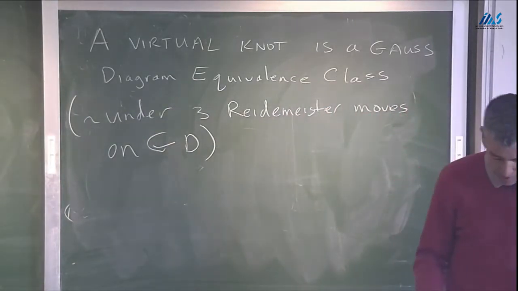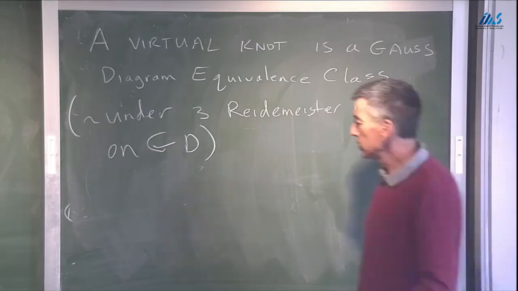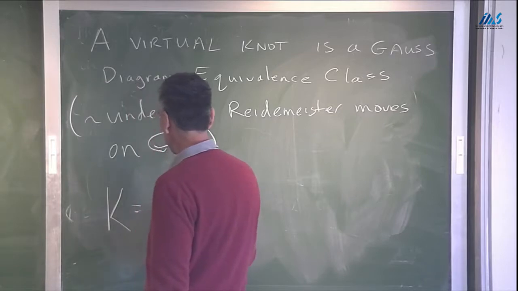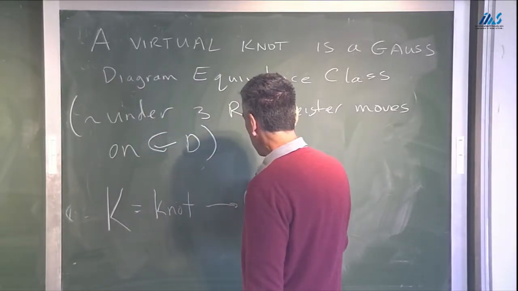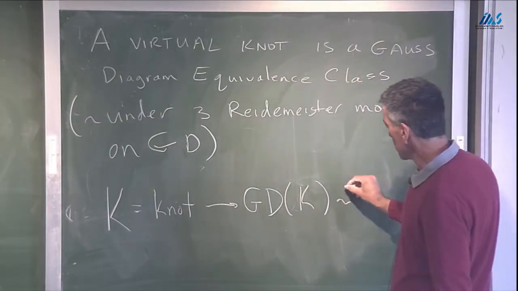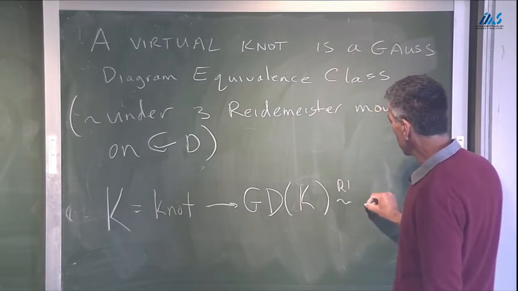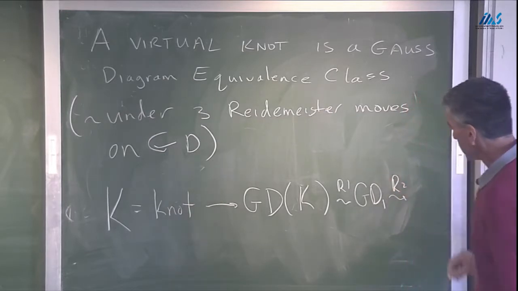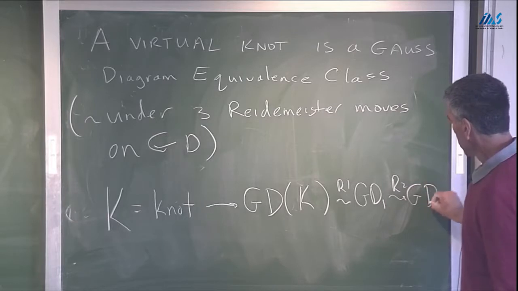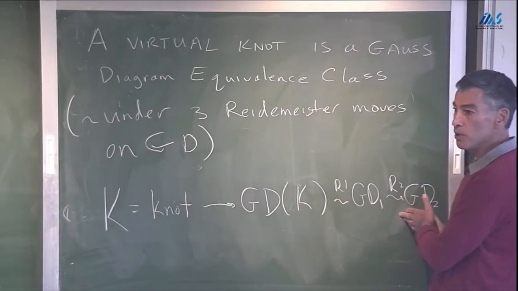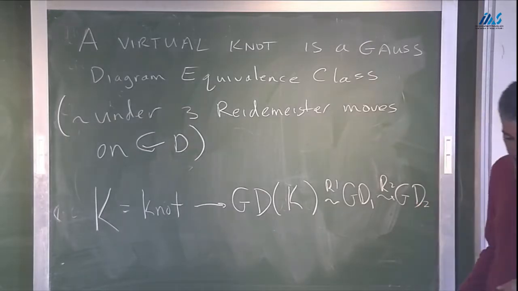So it turns out that when you look at the equivalence classes, it might be that you start with a knot K. It gives you a Gauss diagram. And now you do some of these equivalences. Maybe you do some R1s and get another Gauss diagram. And then you do some other Reidemeister move on this Gauss diagram. And suddenly you're at a Gauss diagram which is not realizable anymore. So you started with a real knot, but this equivalence class doesn't keep you in the space of real knots. It could put you in the class of virtual knots.